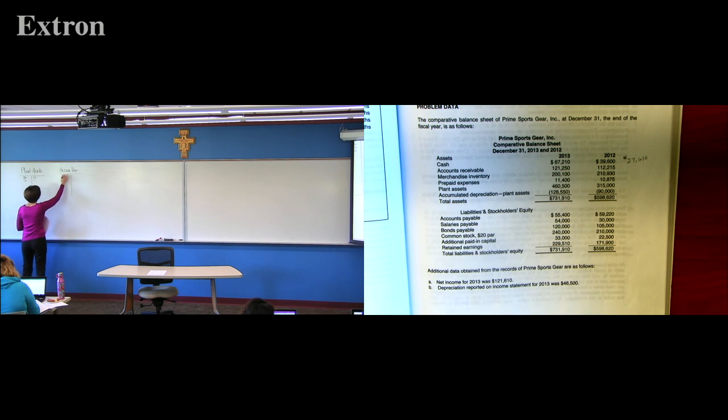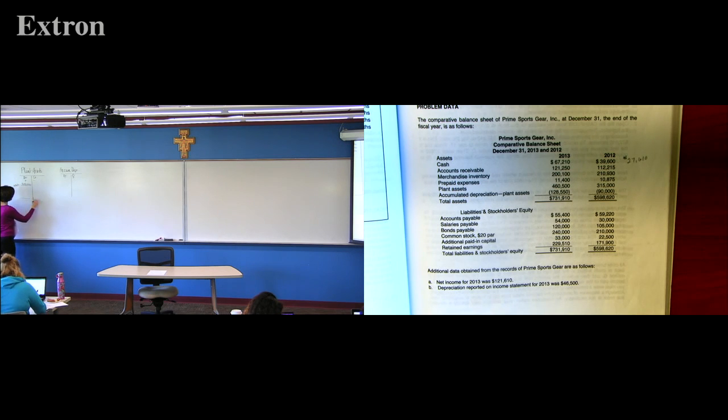So plant assets, we started off with a balance of $315,000, and let's do this first. Debits and credits, right? Assets have a normal balance of a debit. Accumulated depreciation is a contra asset account. Therefore, it will have the opposite balance of the plant asset account. So we started off with a balance of $315,000. That would have been the 12/31/12 balance.